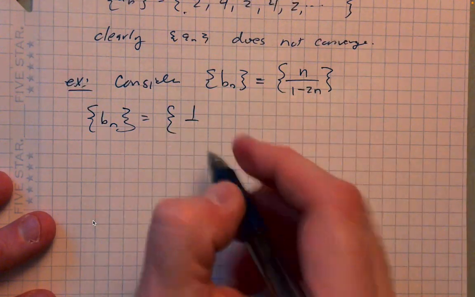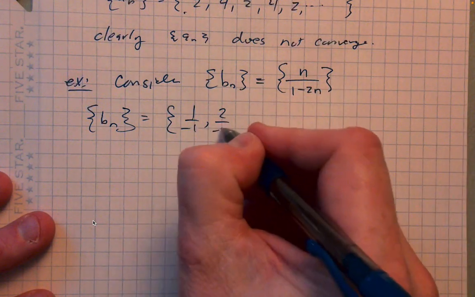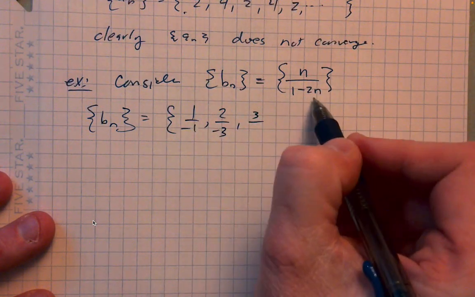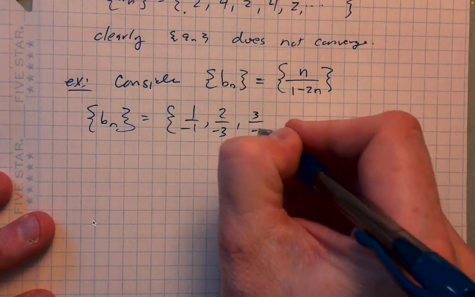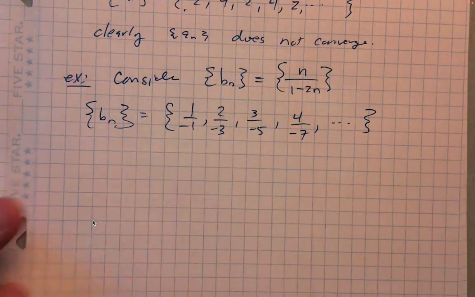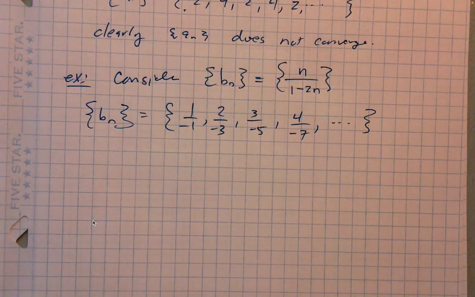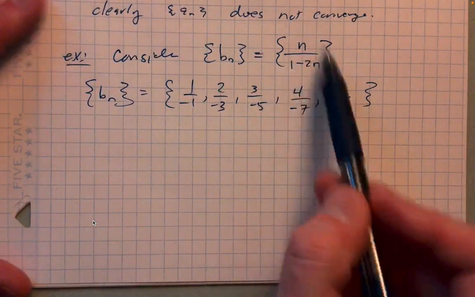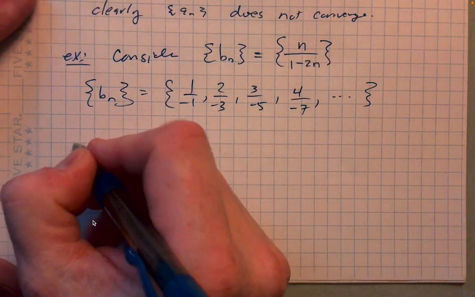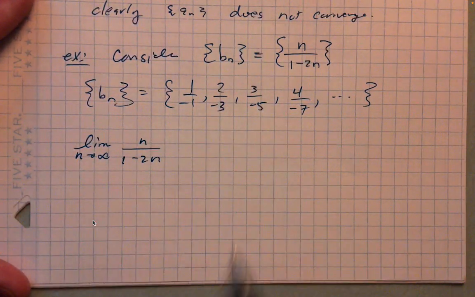We had 1 over negative 1, and then 2 over 1 minus 4, so negative 3, and then 3 over 1 minus 6, so negative 5, and we can see the pattern here. Okay, so all these values are negative. The question is, do they get arbitrarily close to some other value as n grows? So let's just think of this as a function and kind of go after it. So let's say limit as n approaches infinity of n over 1 minus 2n.